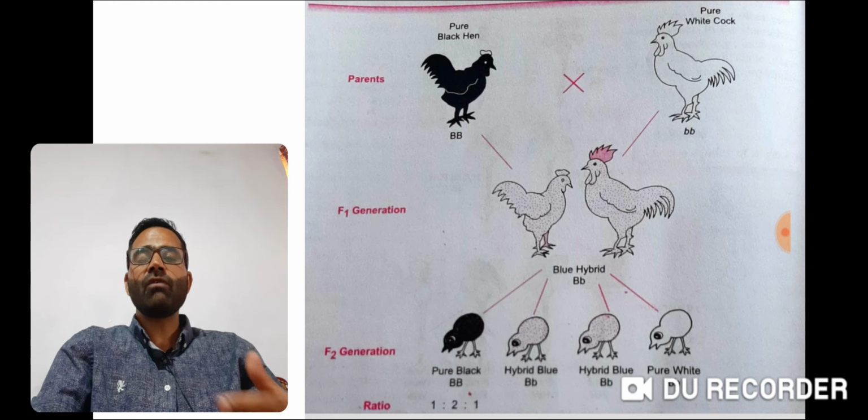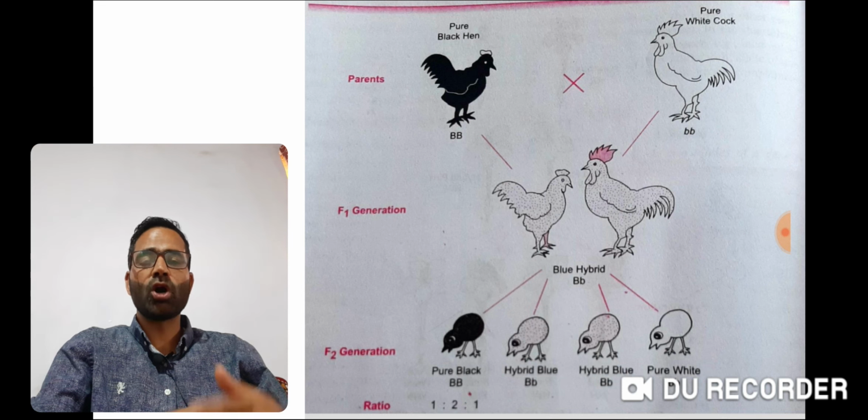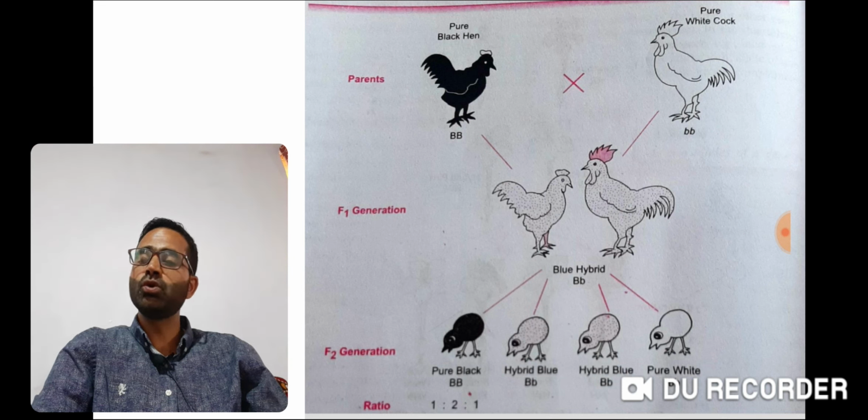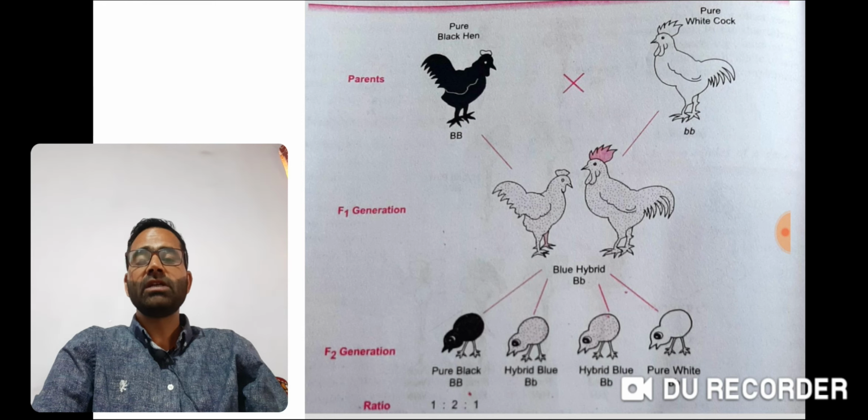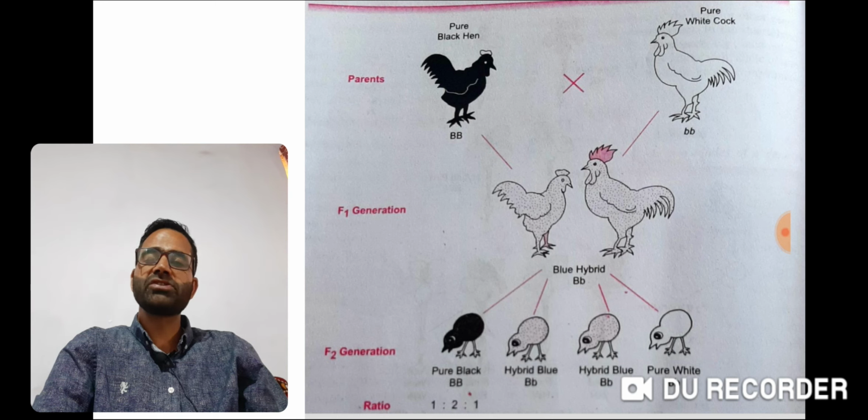And these F1 generation flowers, which are blue colored, are allowed to produce the F2 generation. Three types of flowers are produced in the F2 generation in the ratio of 1:2:1. 1 black, 2 blue, and 1 white.